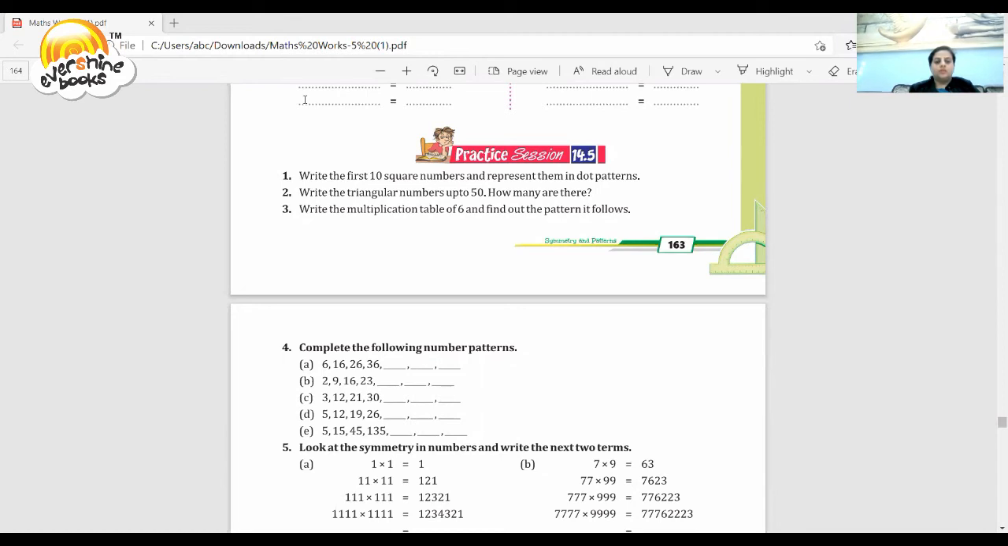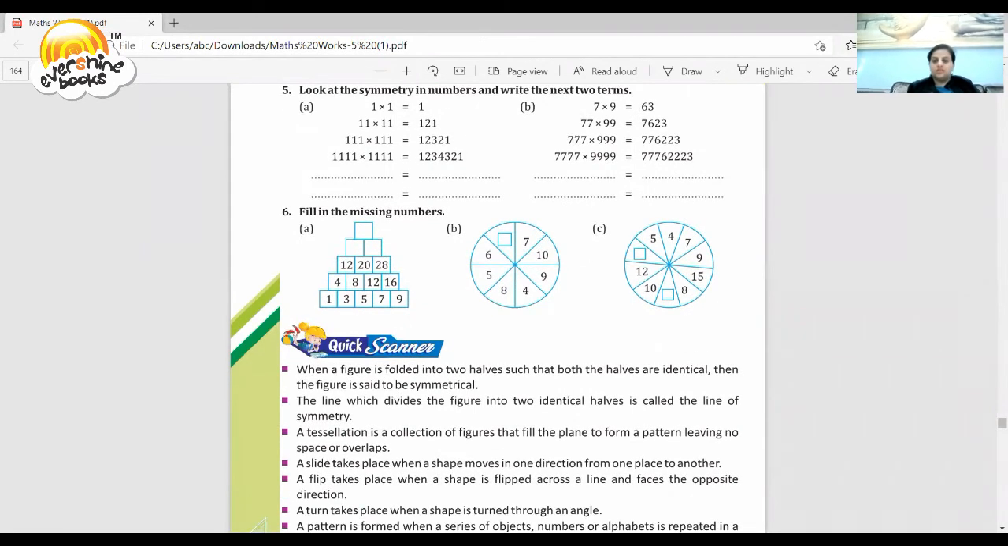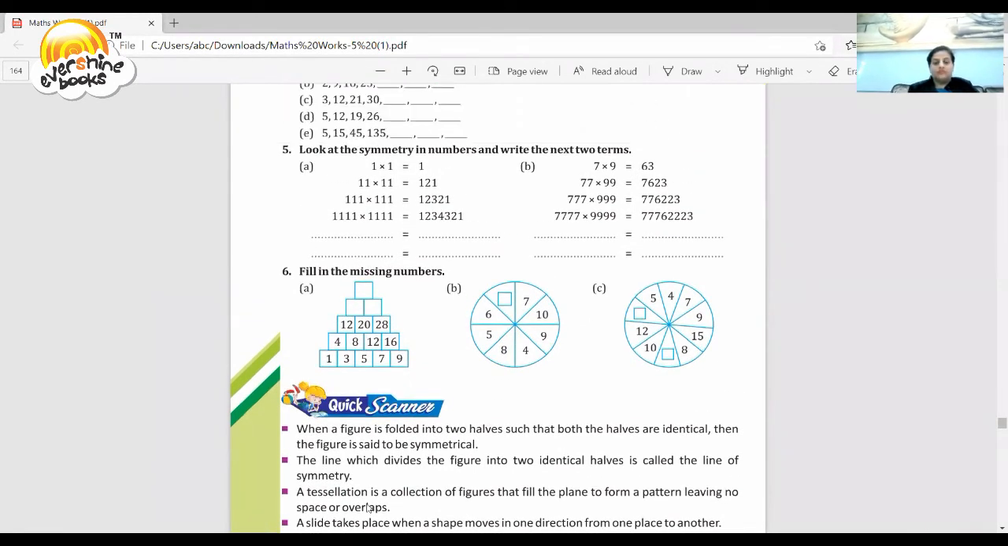Okay, now come to the next point, that is look at the symmetry in a number and write the next two terms. See, 1 into 1 is 1, 11 into 11 is 121, then 111 into 111 is 12321. Okay, here it should be coming 12345, 11111 into 11111.